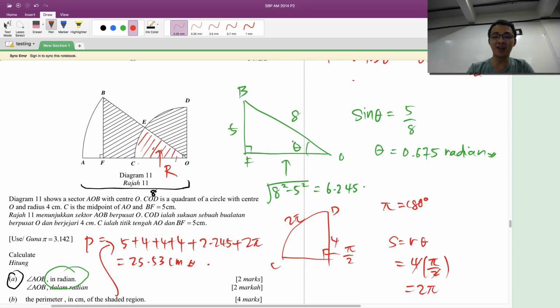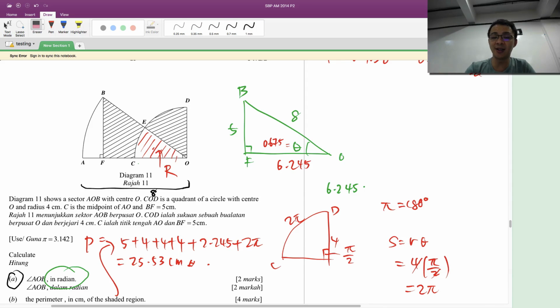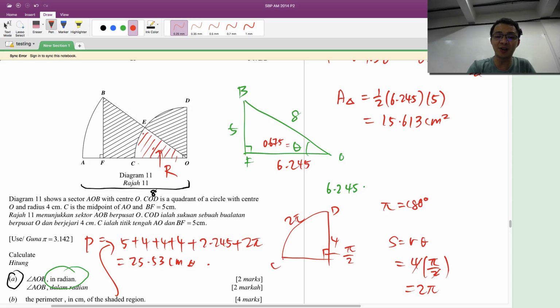The triangle is very simple because we know over here is 6.245. Let me write it down: 0.675. I will erase here. The area of the triangle equals half times base 6.245 multiplied by the height 5. So 6.245 multiplied by 5 divided by 2, you will get 15.613 centimeters squared.